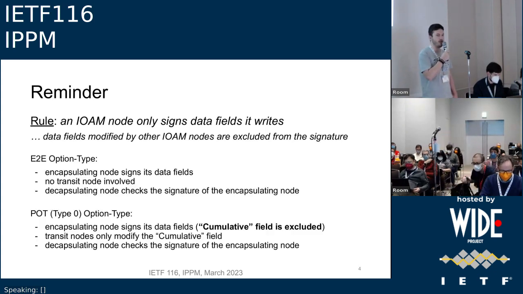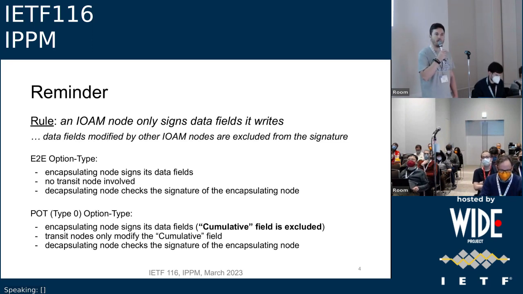For the edge-to-edge option type, this is quite straightforward. The encapsulating node would sign its data field, and the decapsulating node would check the signature of the encapsulating node. Here it's easy because there are no transit nodes involved. So it means only checking one signature, the one of the encapsulating node.